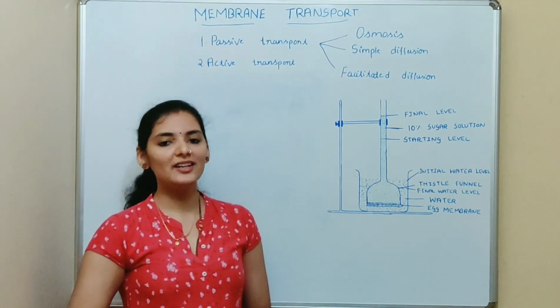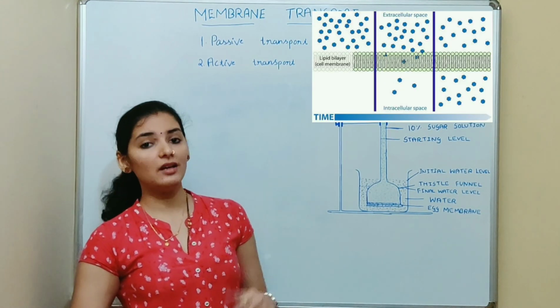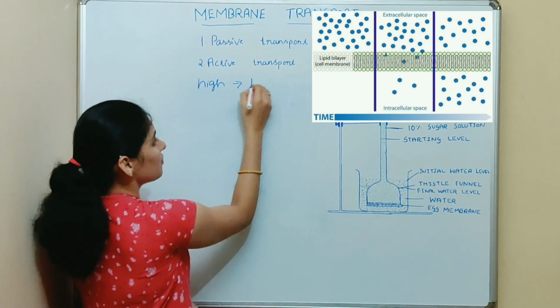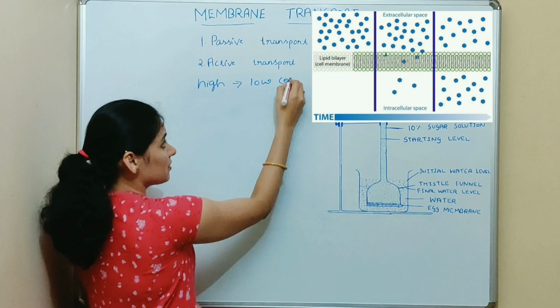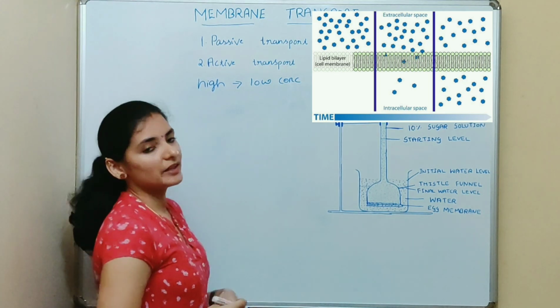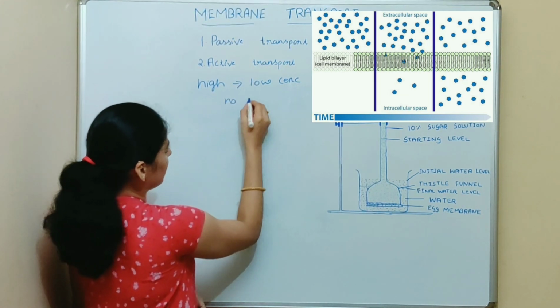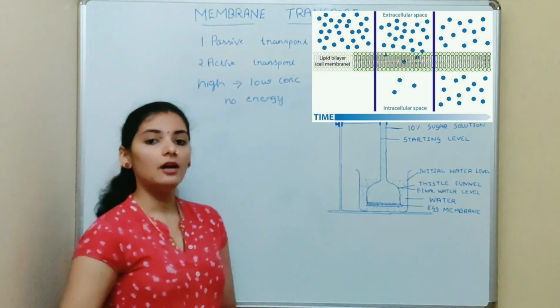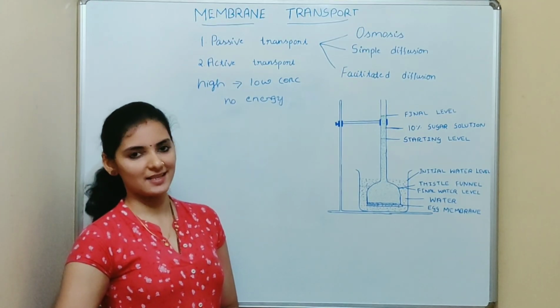Passive transport is the movement of molecules from a region of high concentration to a region of low concentration across a semipermeable membrane without expenditure of any energy. So that is the definition of passive transport. We'll know the meaning of it by taking an example.